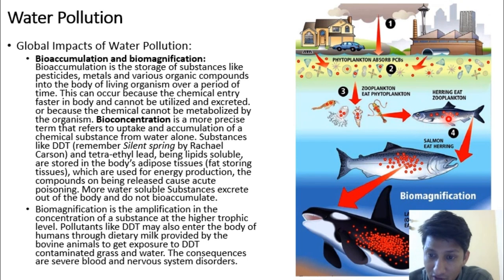Suppose this fish eats 3 zooplankton in a day, so it will get 3 into 3, 9 units of pesticide. In the same way the chain goes on and on. As you can see, the organisms at the top of the trophic level, because of the animals they are eating, not only get nutrition but also get a lot of pesticide. So the accumulation of a chemical increases in an organism as we move up the food chain. This is what we call biomagnification. I've already discussed this when I was talking about Silent Spring, written by Rachel Carson, the eggshell theory.